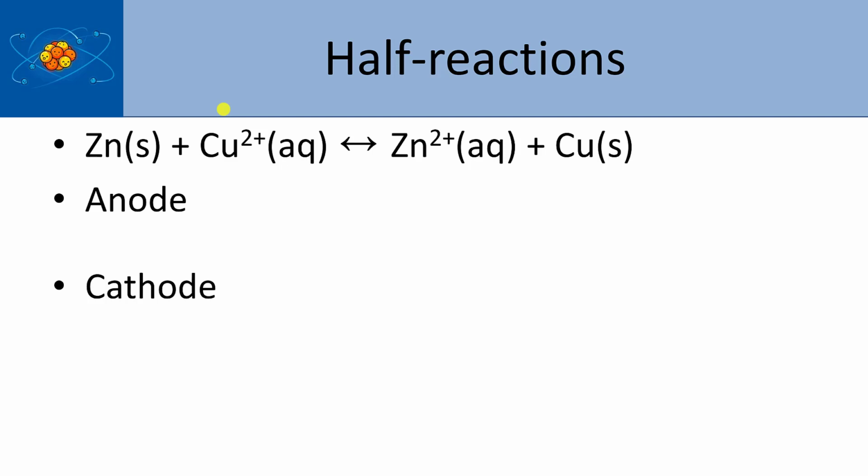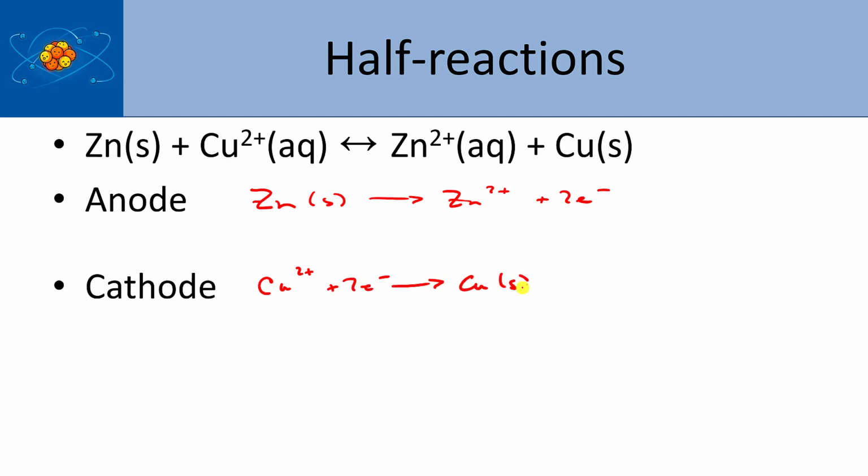Okay, so what we have going on in that electrochemical cell is at the anode, we have an oxidation reaction taking place. So that's going to be the zinc solid making Zn2+ plus 2 electrons. And then at the cathode, that's the reduction, right? We have Cu2+ plus 2 electrons going to Cu solid like that.